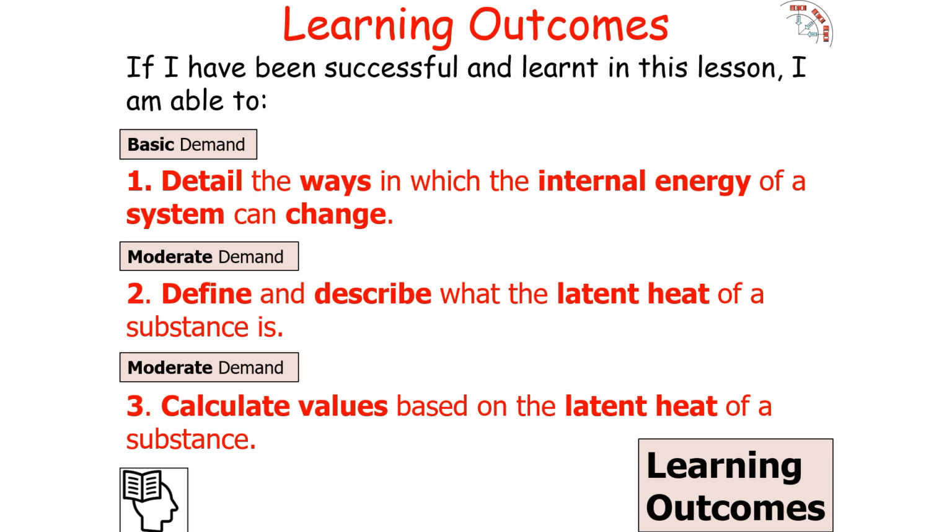Now if we've been successful and we've learned in today's lesson, we can detail the ways in which the internal energy of a system can change. We can define and describe what the latent heat of a substance is, and finally we can calculate values based on the latent heat of a substance.